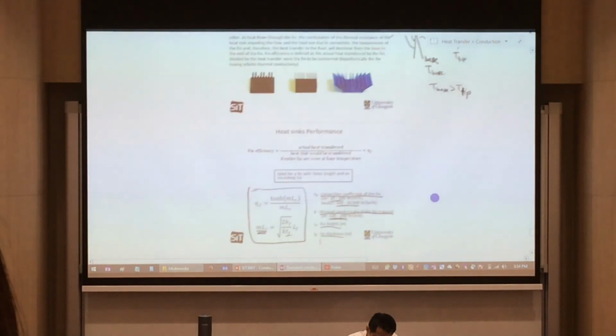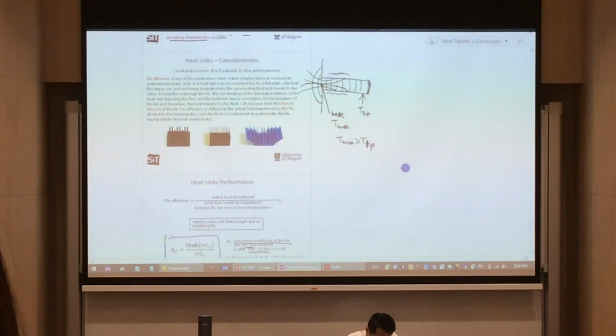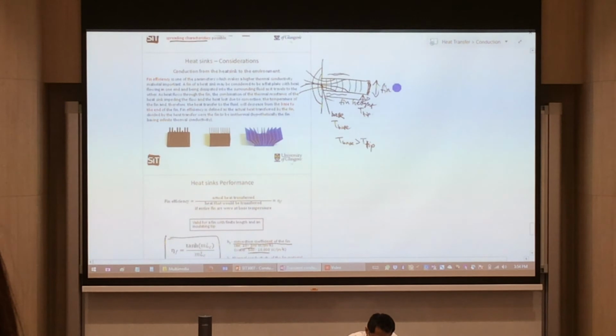So the fin height and fin thickness refer to the following. This will be the fin height, and that will be the fin thickness.